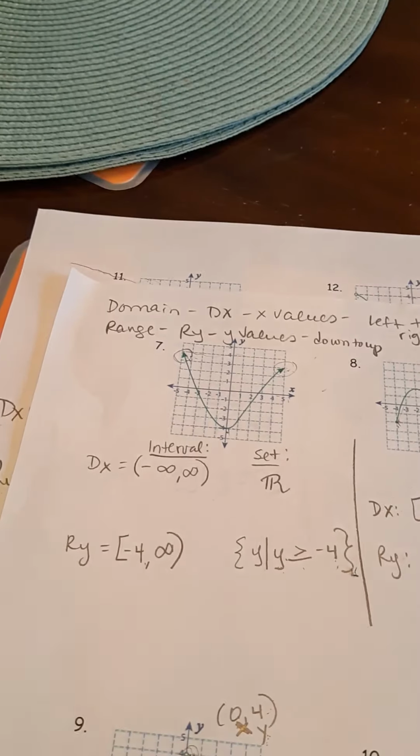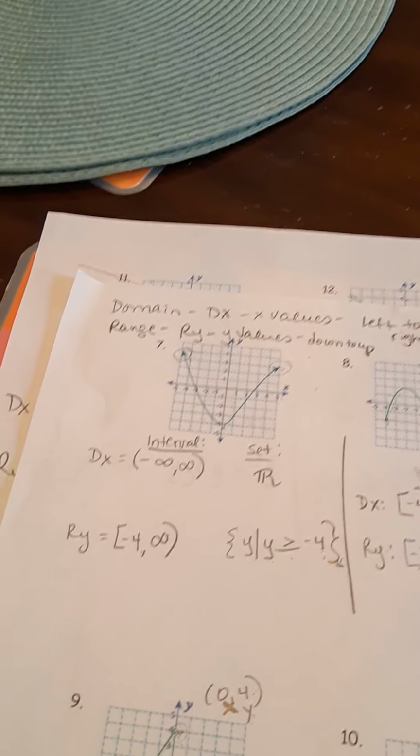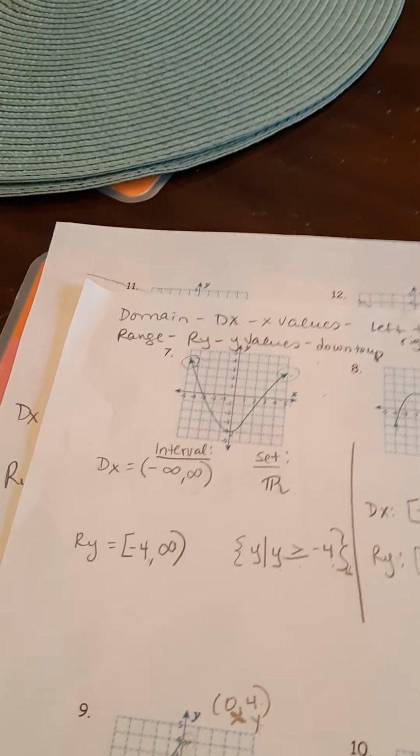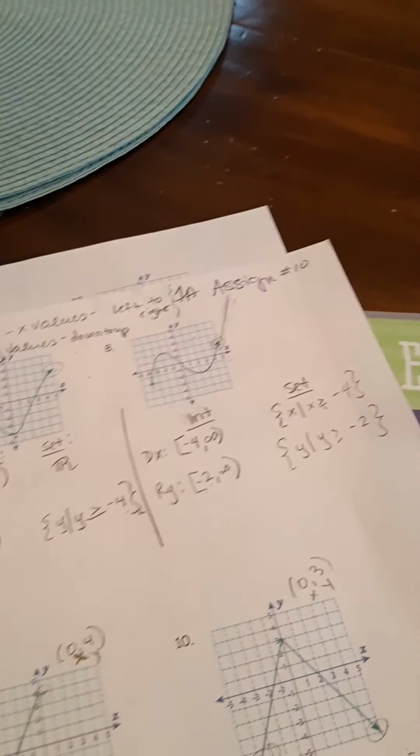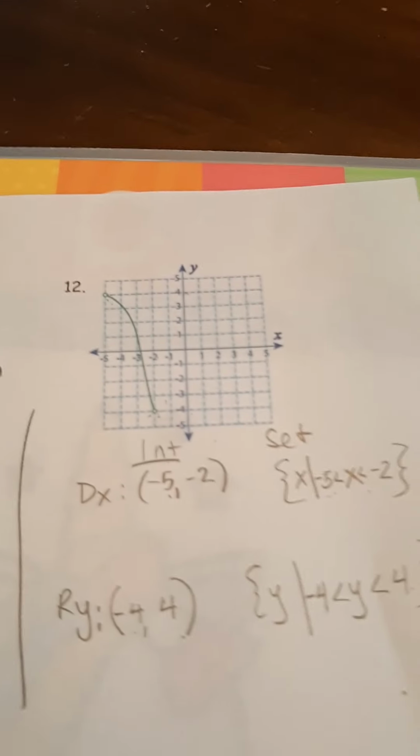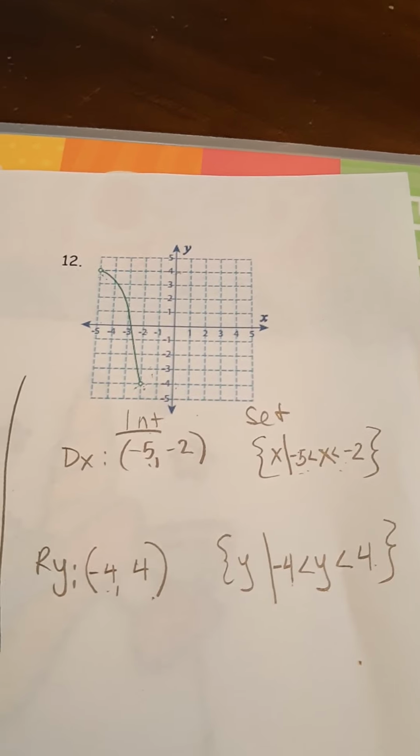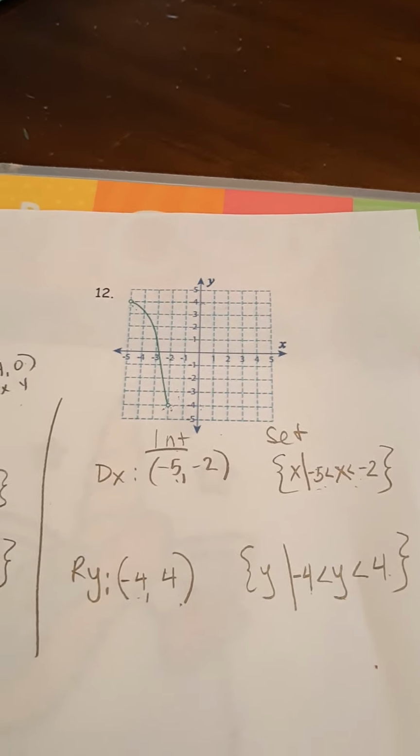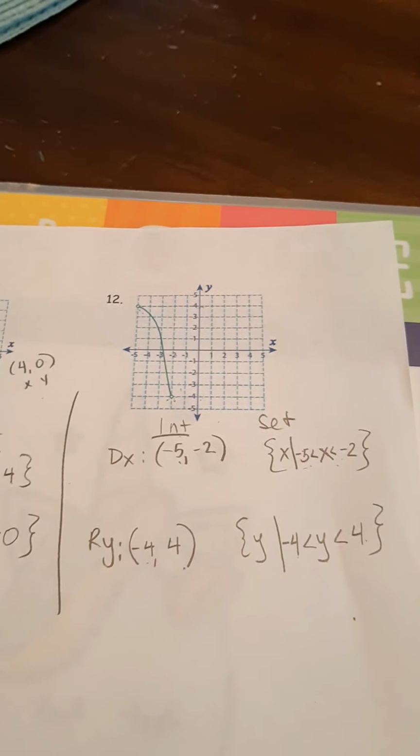Okay, so what should you take away from this lesson? If you see an arrow in the graph, you will have an infinity in your answer somewhere. Okay? If you don't have arrows in your graph, there's a beginning and an end, and your answer will look like that. All right. This is a lot to take in.